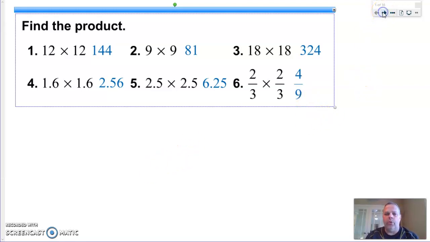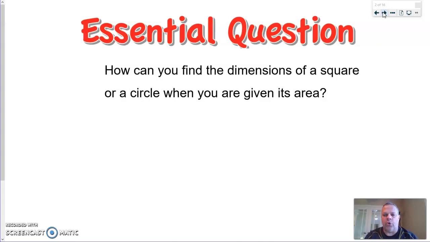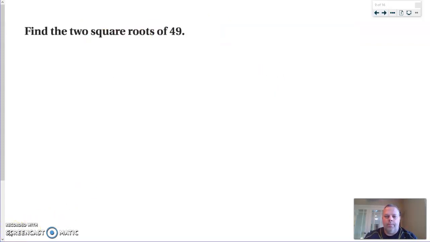So one of the things that we will be working on today is our essential question. How can we find the dimensions of a square or a circle when you're given its area? So remember, in a square, it is length times width, but in a square, they're the same size anyway. So basically, we're going to be talking about square roots today. Basically, what we're working on today is finding square roots of a number.